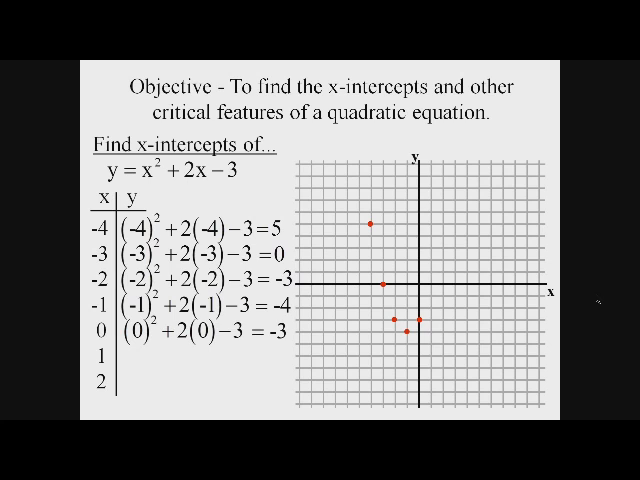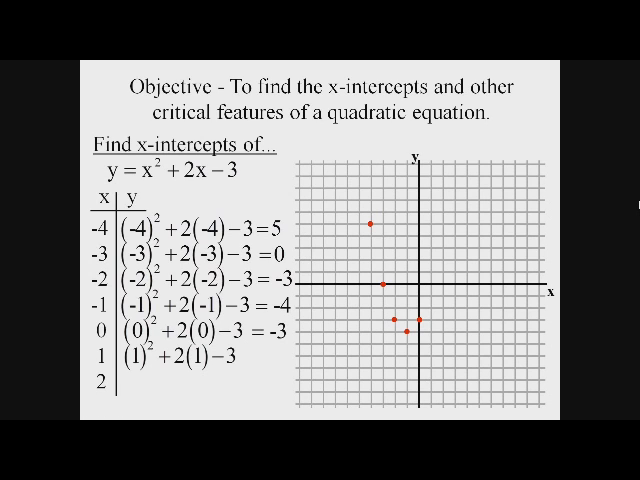Now I want to talk about this point for a minute. 0, -3 is your y-intercept. And if you notice, when you plug 0 into the function, the quadratic term and the linear term both drop out, and you're left with -3. This constant value, no matter what it is, will always be your y-intercept, because when you plug in 0 for x, all the other terms drop out, and you're left with the constant term. So c, the constant term, will always be your y-intercept.